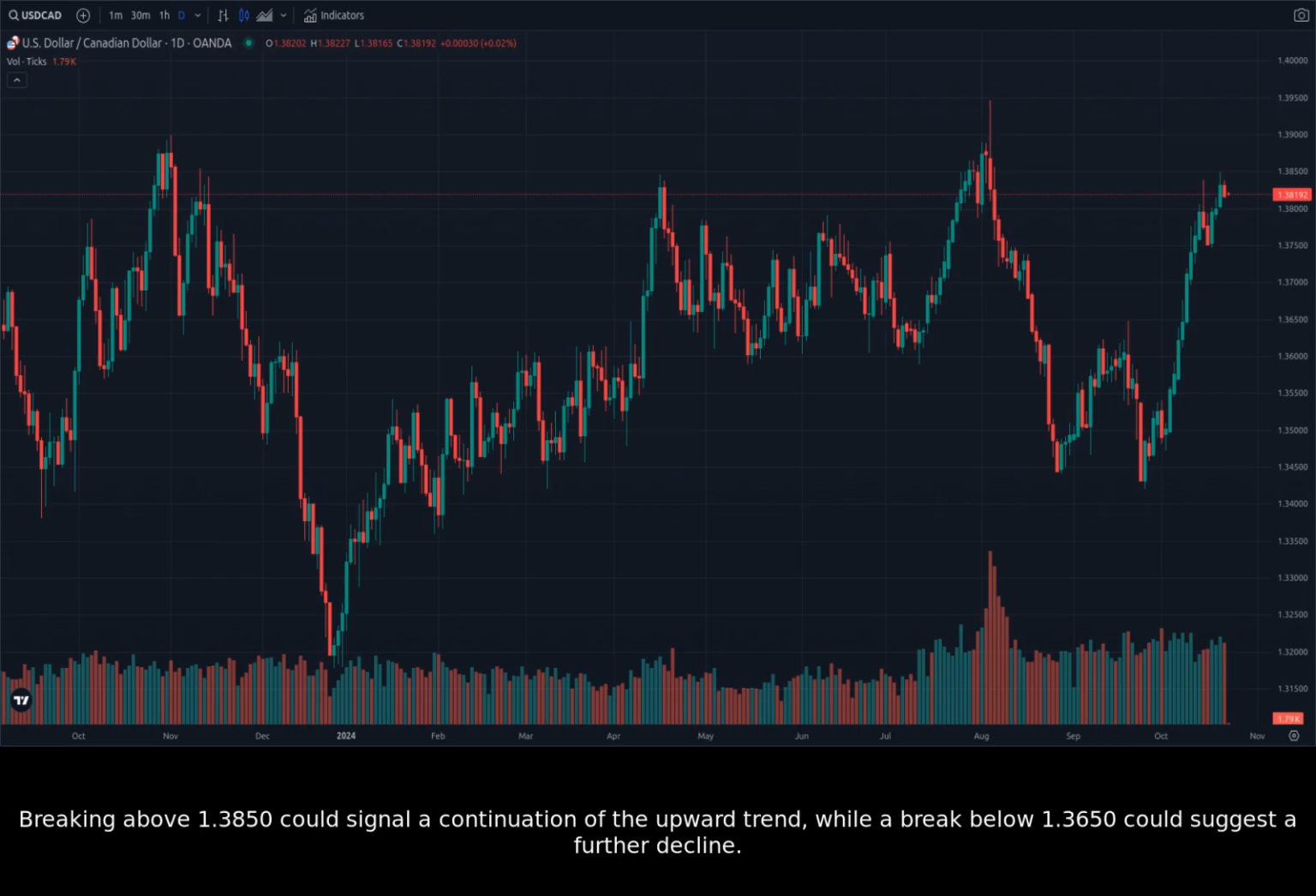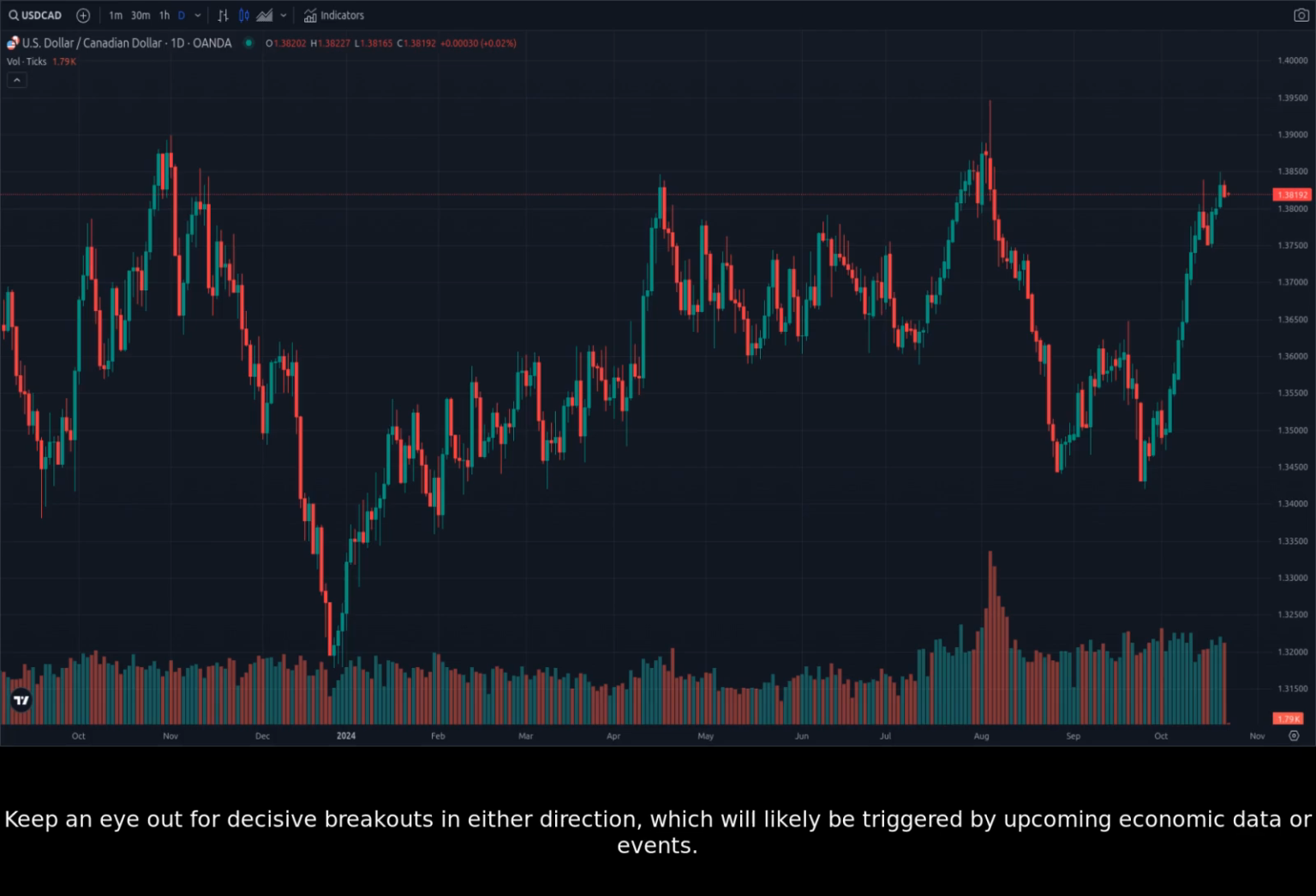Breaking above 1.3850 could signal a continuation of the upward trend, while a break below 1.3650 could suggest a further decline. The 1-hour and 15-minute charts are revealing a more volatile short-term picture, with the price fluctuating within a tight range. Keep an eye out for decisive breakouts in either direction, which will likely be triggered by upcoming economic data or events.